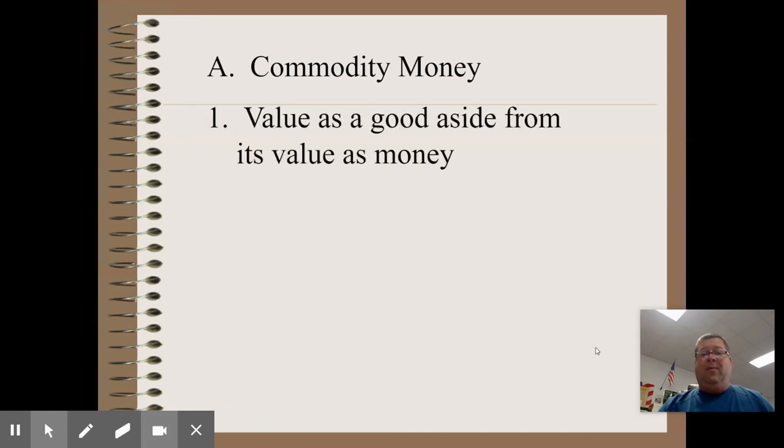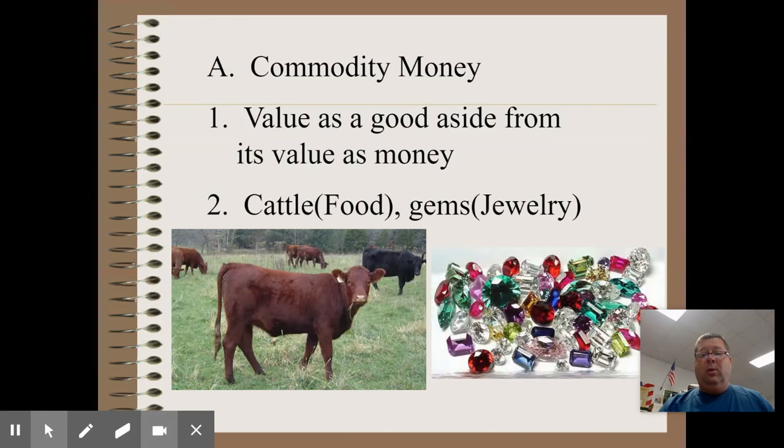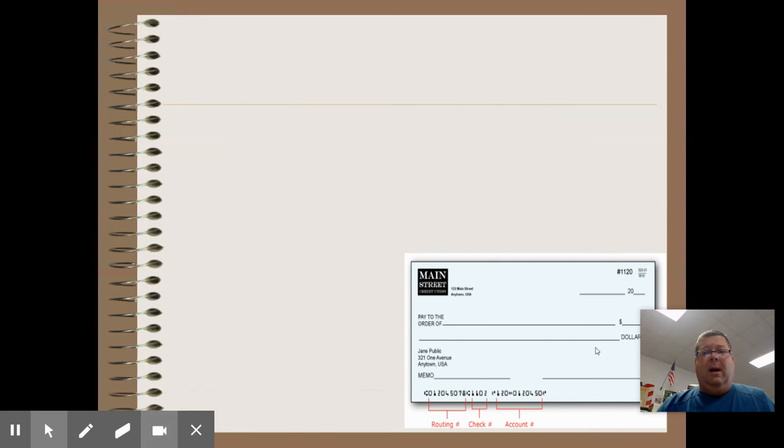Commodity money. Value as a good, aside from its value as money. And I'll show you just a few examples here. You see cattle, obviously, it's food. It's money. It can be turned into money. Gemstones can be turned into money. It can also be used as jewelry. But on the commodity market, there's tons of commodities out there, grains, corn, oil, you name it, but they have value other than their value as money. So we see a lot of those in our society for sure, in the commodity markets, things like that.